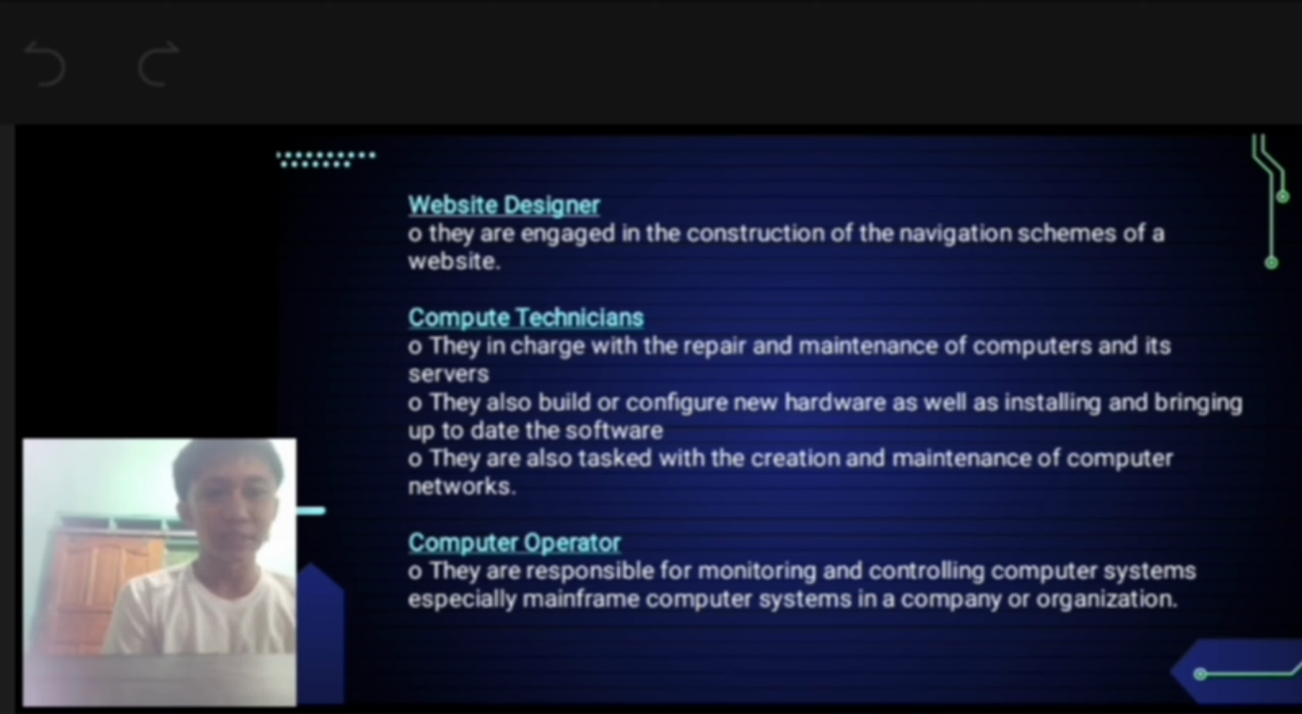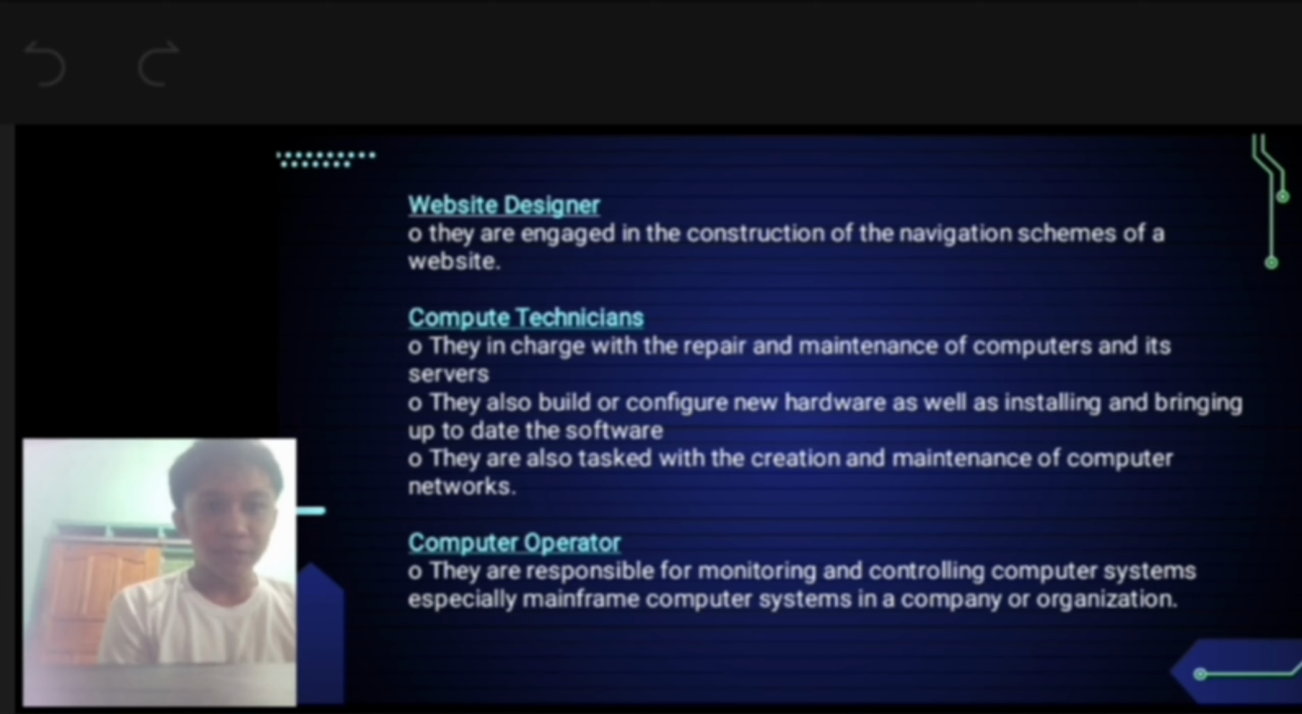Computer technicians. They are in charge of the repair and maintenance of computers and its servers. They also build or configure new hardware as well as install and bring up to date the software. They are also tasked with the creation and maintenance of computer networks. A computer technician is a professional who specializes in diagnosing, repairing, and maintaining computer hardware, software, and network systems.